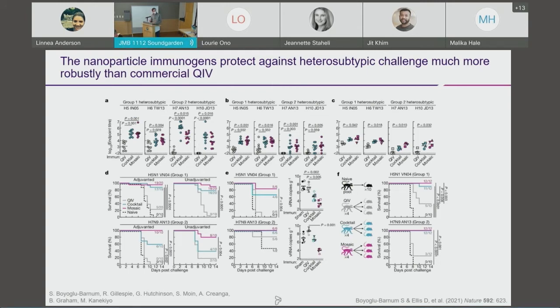And in passive transfer from NHPs, so we immunized the NHPs and then transferred purified IG into mice, and then challenged the mice, we saw the same thing, showing that this protection is antibody mediated.